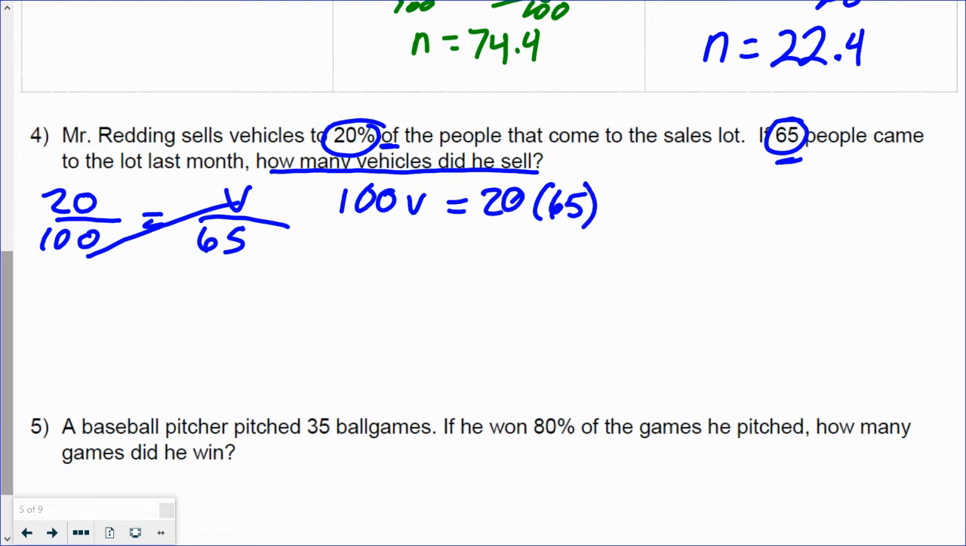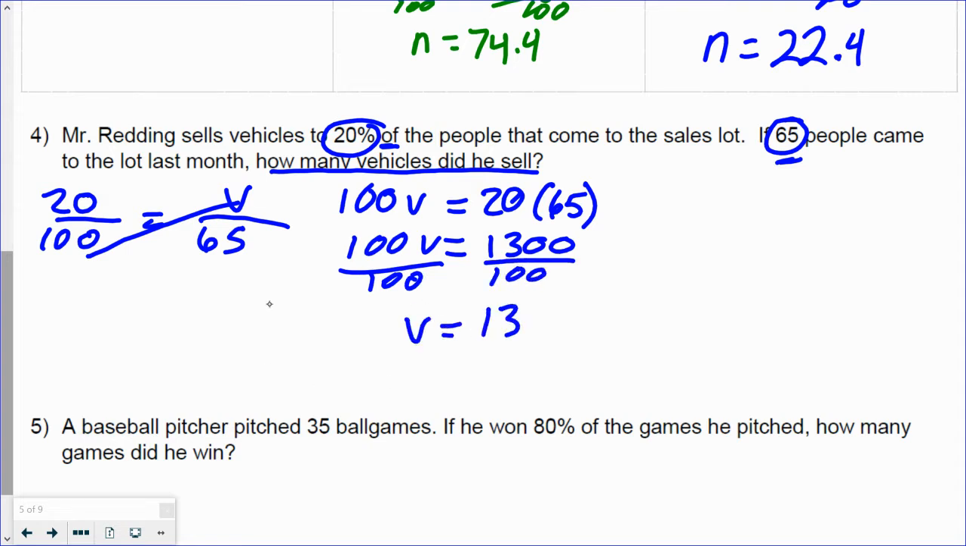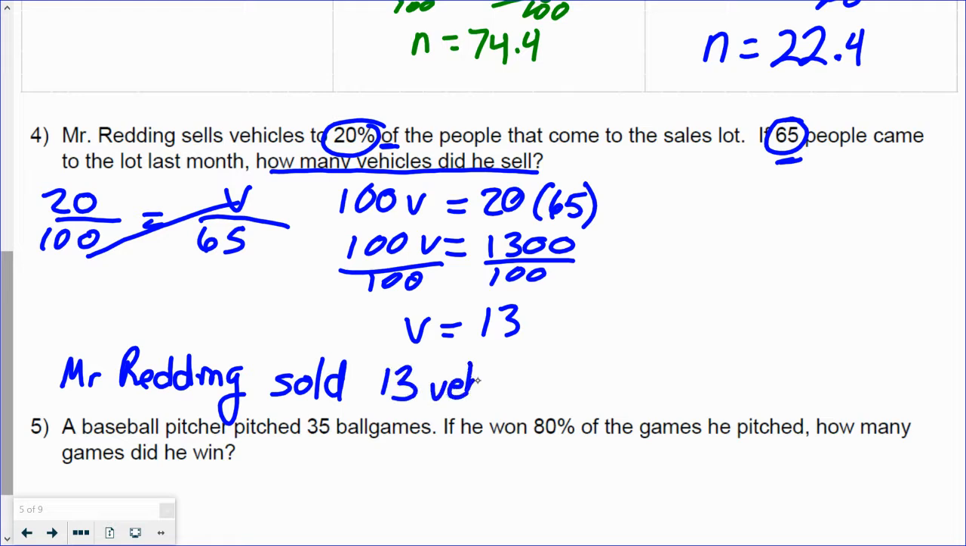Okay, so then 20 times 65 is 1,300. Then divide by your 100, which means I'm just going to move my decimal over twice. So out of 65 people, 13, that doesn't seem like a lot, are actually the people that buy a car from him. So Mr. Redding sold 13 vehicles last month.